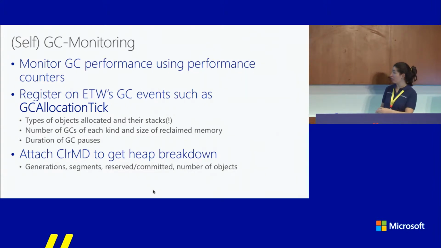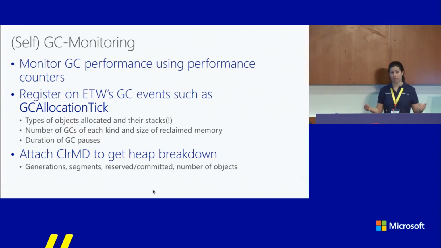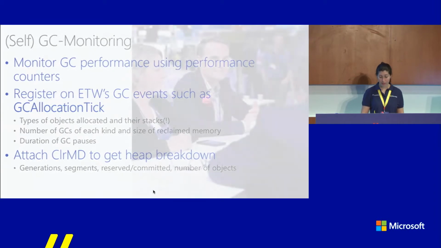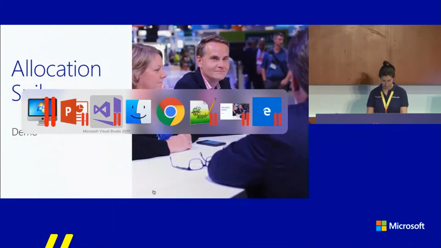So we can get a lot of information from ETW, as we'll see in a moment. And if we want to get even more information, we can actually attach CLRMD and start looking at the different generations, at the segments of memory, what actually resides right now inside our memory. So let's have a look. Again, we'll start with a video.